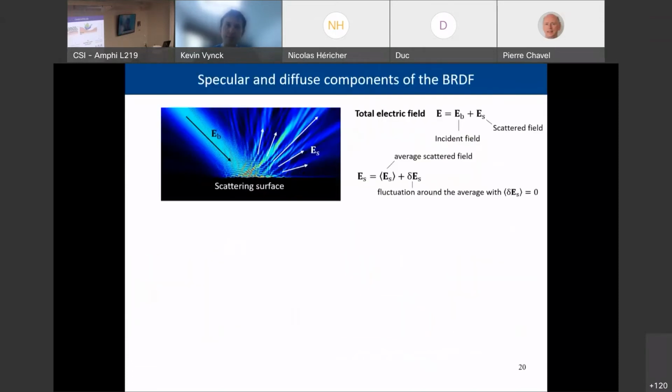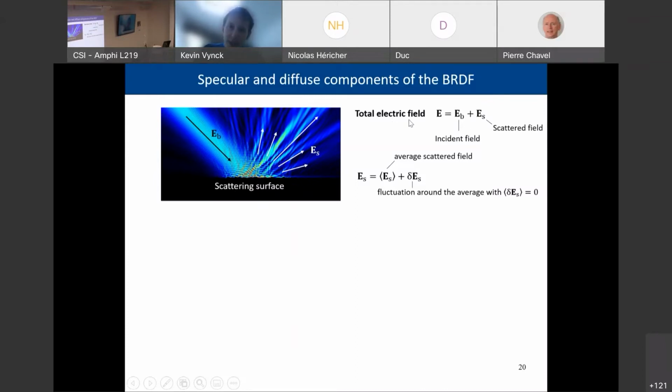I have time anyway. So let's go back to the initial problem, that is a surface that can be any surface that is scattering light. So I have an incident field or a background field that I will write EB, B for background. And this incident field arrives on the surface. The surface will scatter light due to some heterogeneities or some roughness or some particles that are placed on the roughness. And this generates a scattered field.